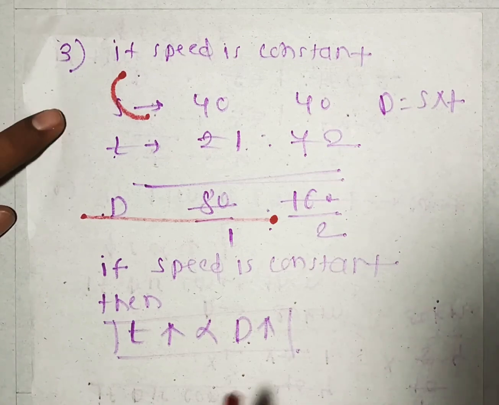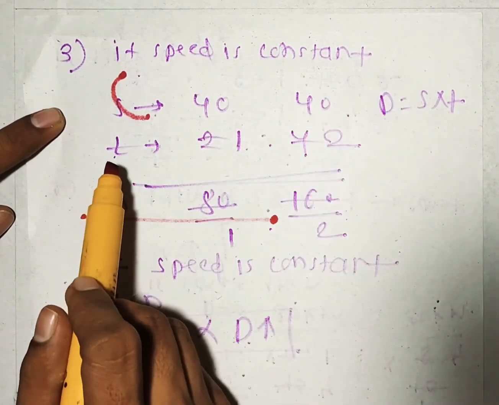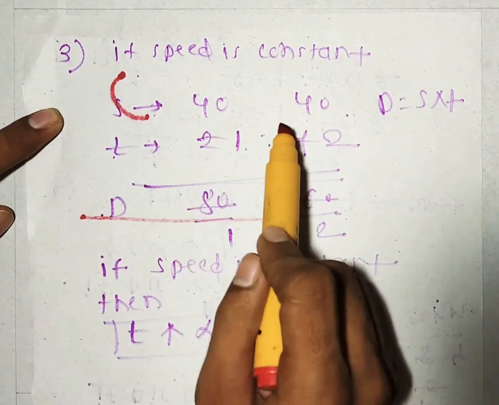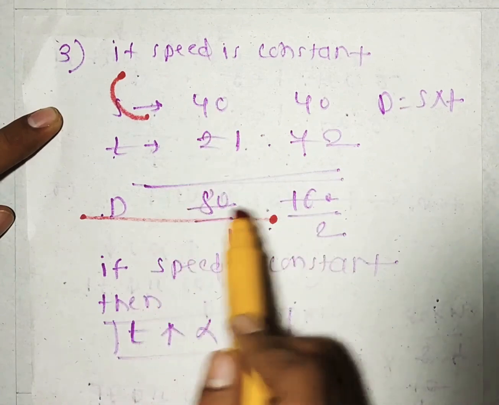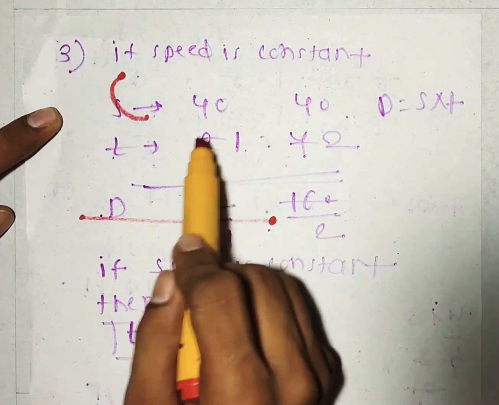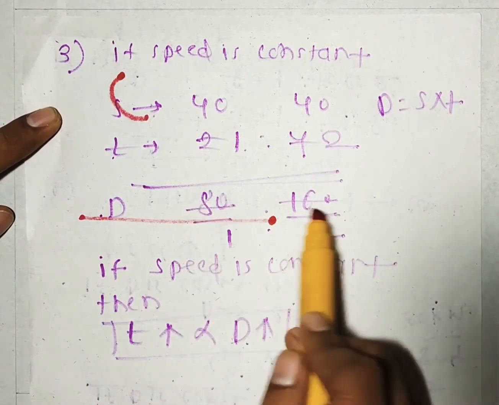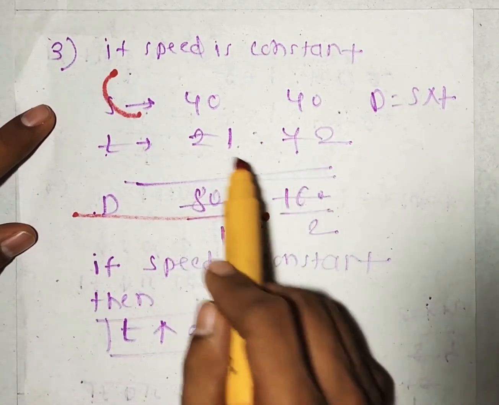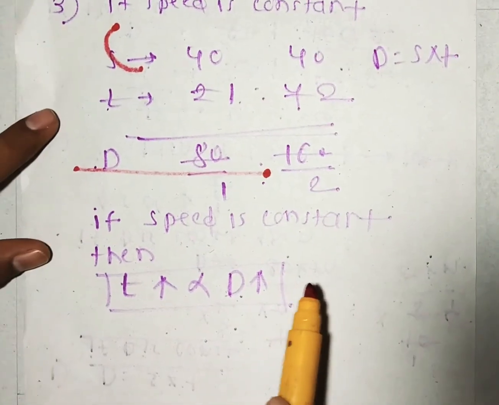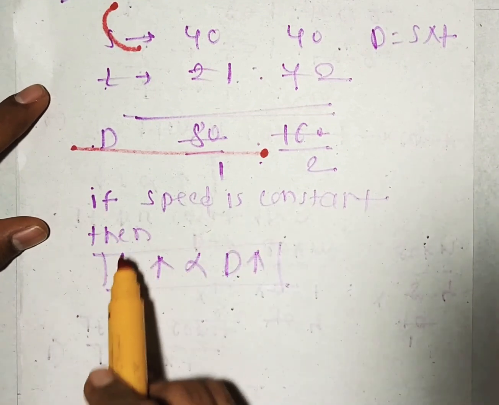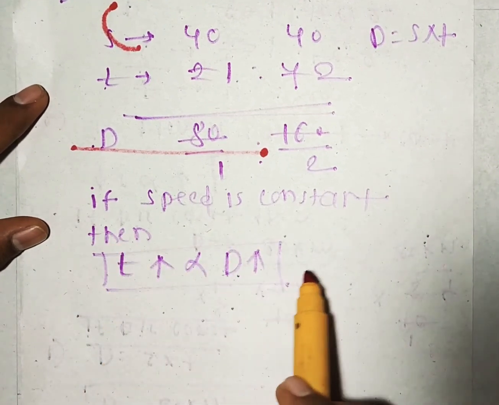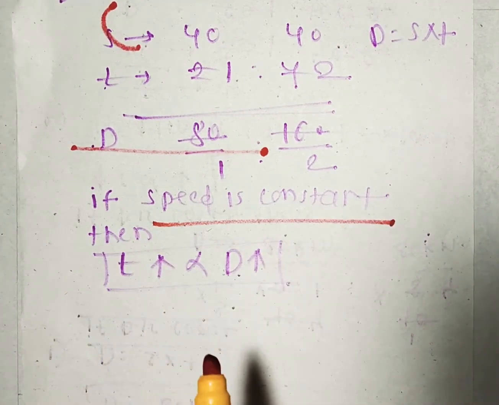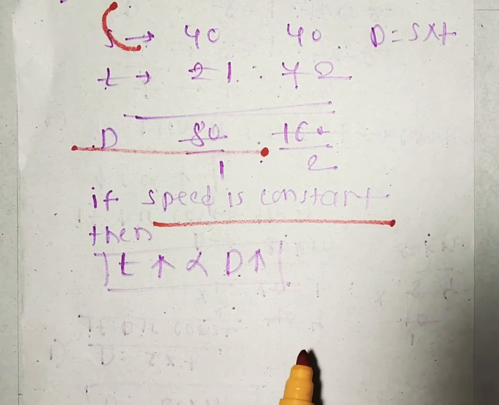And the last case is if speed is constant. So I have taken here the speed as a constant, 40. I took time as 2 and 4, and distance will be 40 twos are 80, 40 fours are 160. So 2 ones are 2, 2 twos are 4, 80 ones are 80, 80 twos are 160. I have taken it in terms of ratio, that's why I divided these terms. So 1:2, 1:2. So from this we can say that if speed is constant, then time will be directly proportional to distance. This is the third case. Only these three cases are there in speed, time and distance.